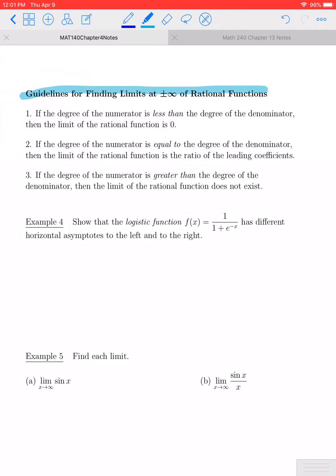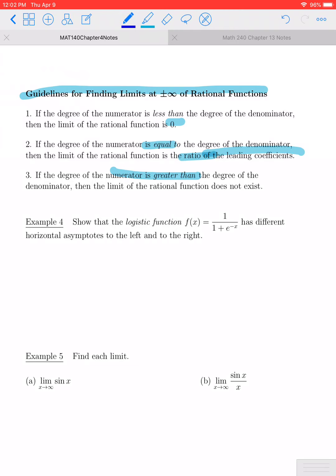When the highest power is in the denominator, then the limit will always be 0, whether you're looking at the limit at positive infinity or negative infinity. If they have the same highest power in both numerator and denominator, then the limit at either of the infinities is the ratio of the leading coefficients. And if the degree of the numerator is greater, then the limit does not exist. It would be either a positive or a negative infinite limit.